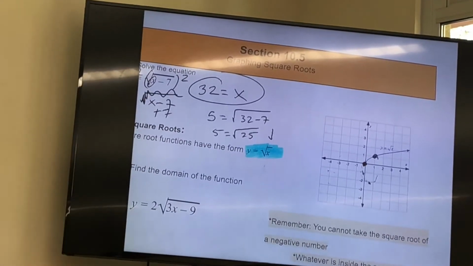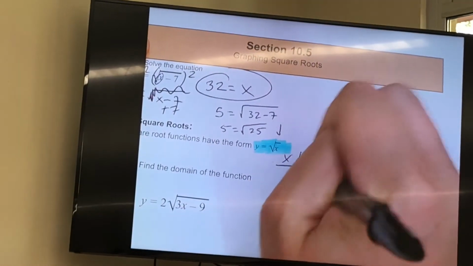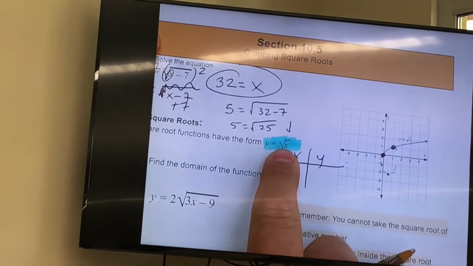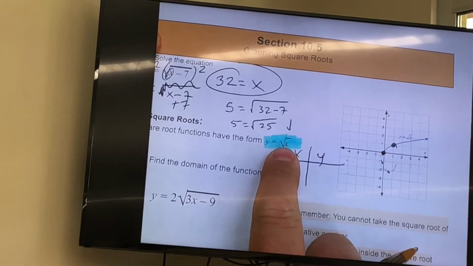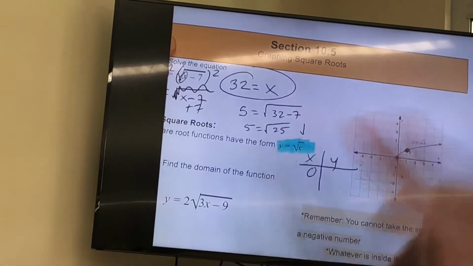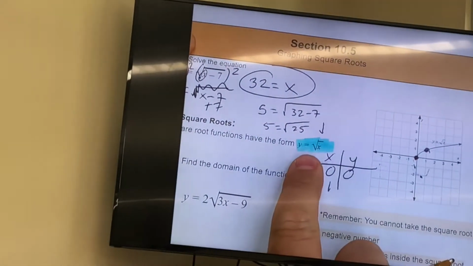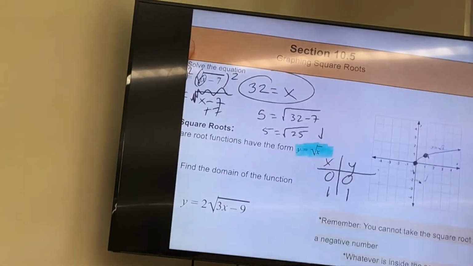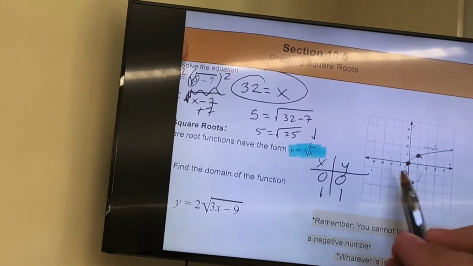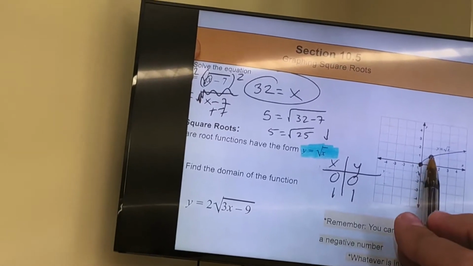So if we were to make a tiny little xy table, again, the smallest number we could plug in is 0. We can't take the square root of negative numbers. So if I was to plug in a 0, the square root of 0 is 0. If I was to plug in 1 for x, the square root of 1 is 1. So if you see on our graph here, I plotted 0, 0, and 1, 1.